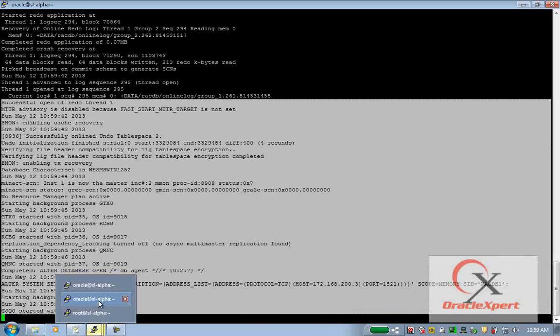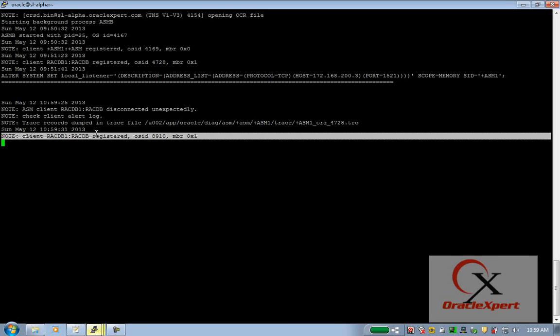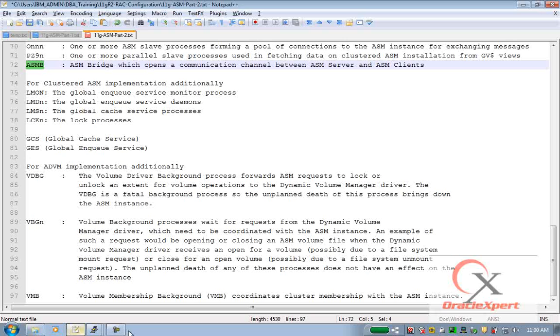I want to check what the alert log of ASM is showing then. ASM client RACDB disconnected unexpectedly. Check the alert log. Client RACDB registered again. So in a moment's time it stopped, OHASD restarted it, and it got connected back to this one. So the bridge is important for communication between the RDBMS client and the ASM server. So, a very important discussion.